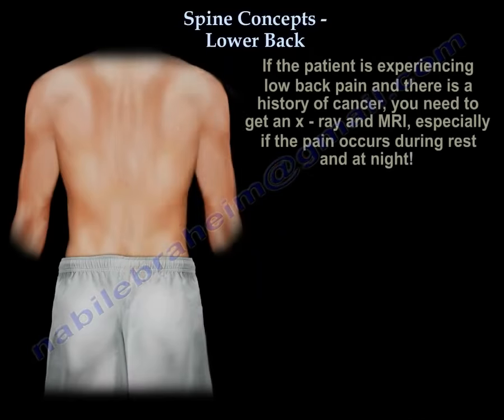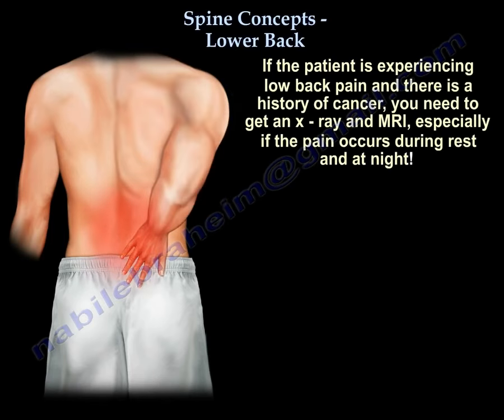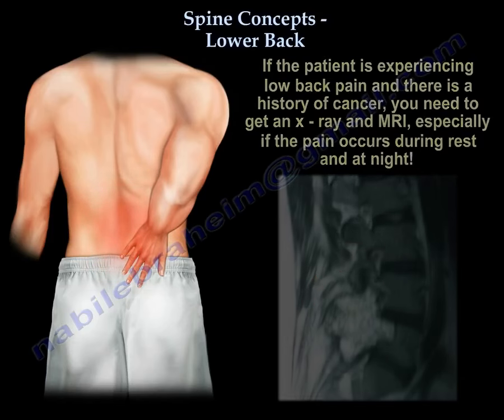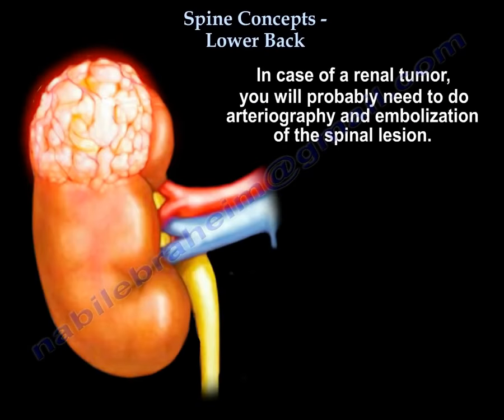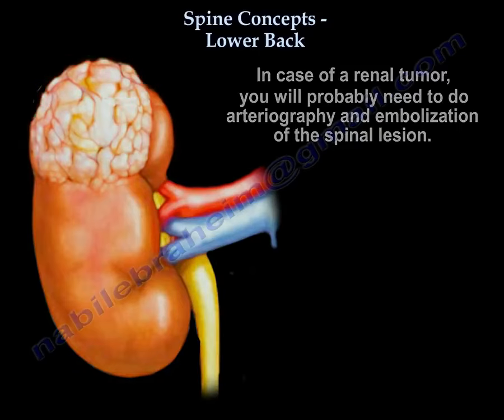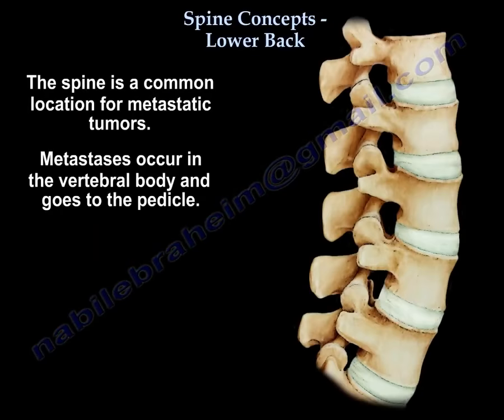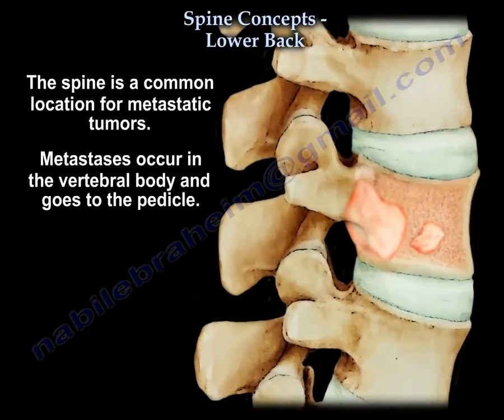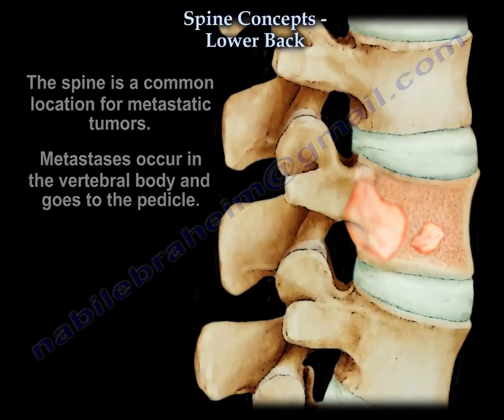Now the patient comes with low back pain and has a history of cancer, so you need to get an X-ray and MRI, especially if the pain is at rest and at night. In case of renal tumor, you probably need to do arteriography and embolize the spine lesion. The spine is a common location for metastatic tumors. The metastasis occurs in the vertebral body and goes to the pedicle.